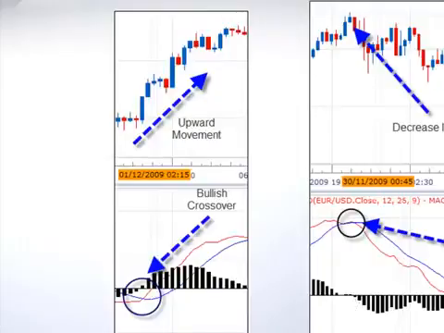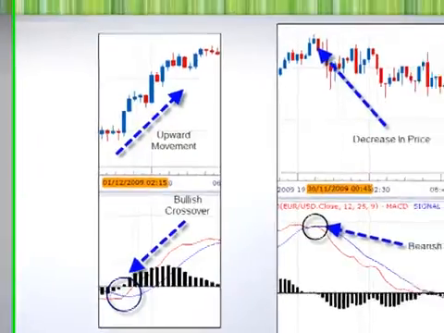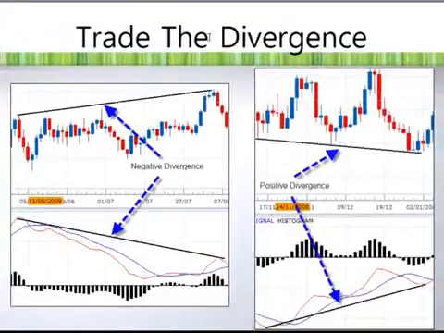So besides this crossover strategy, we could trade the MACD divergence, which is a very, very reliable strategy. Actually, I recommend this MACD divergence strategy to all traders, especially the new traders, because it's a very, very easy to trade strategy. And it's very, very reliable.